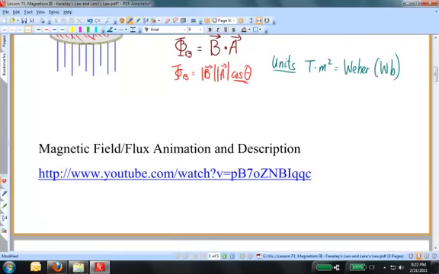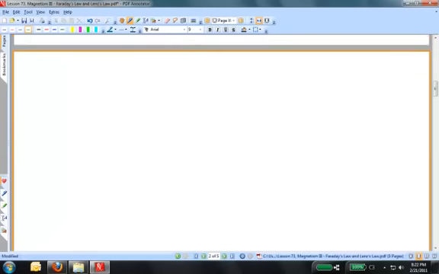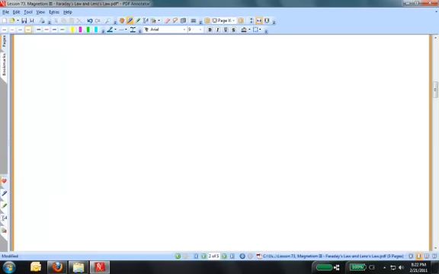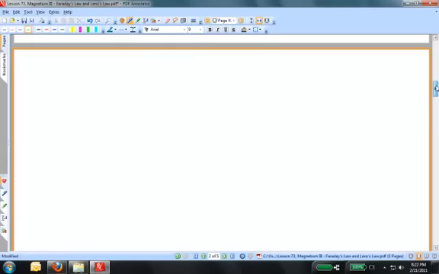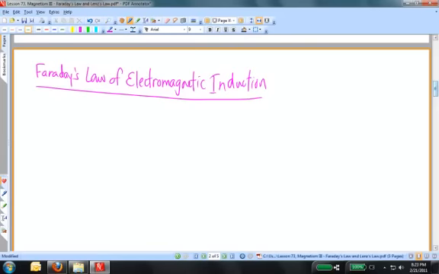Now, Faraday described mathematically what he saw in terms of a voltage that was induced in a coil, stated mathematically as what we now know as Faraday's law of electromagnetic induction. Faraday's law relates the EMF induced in a conductor, usually a bunch of wire loops, and the changing magnetic flux through the loop. Mathematically, we write Faraday's law this way.